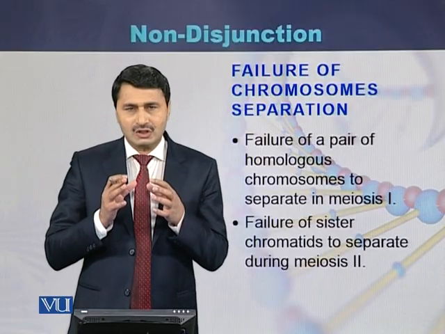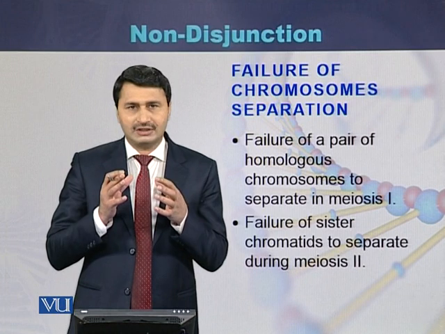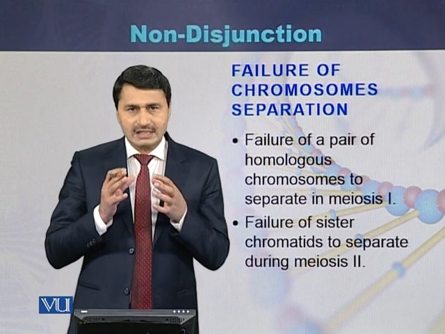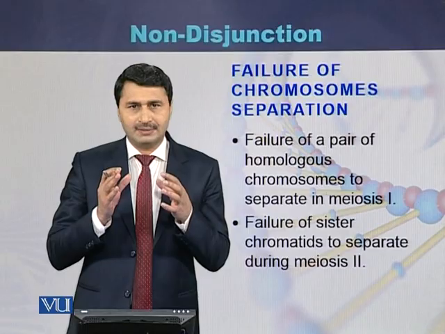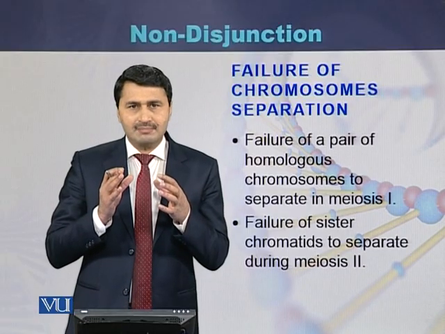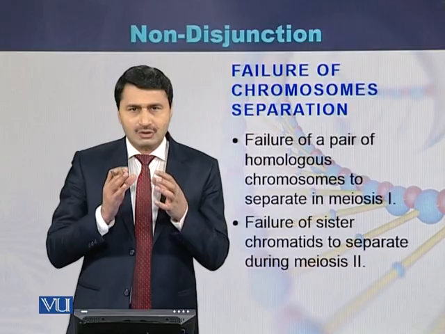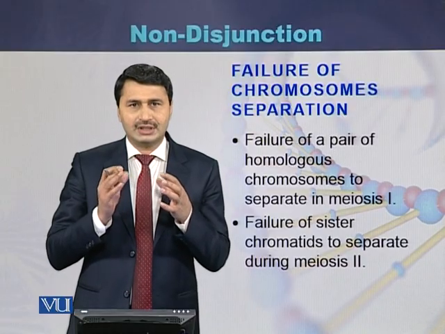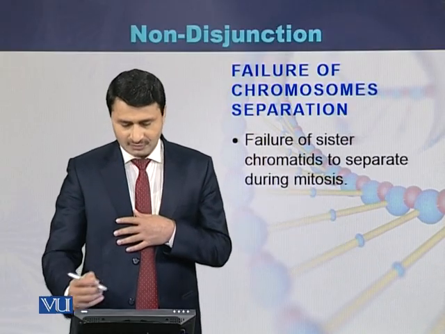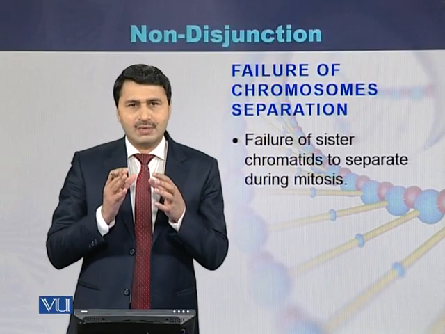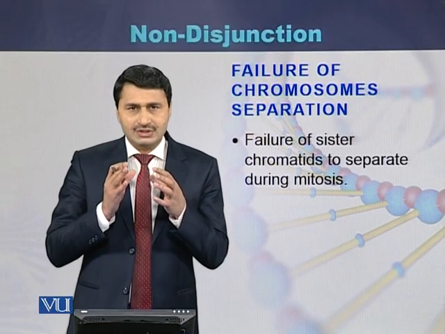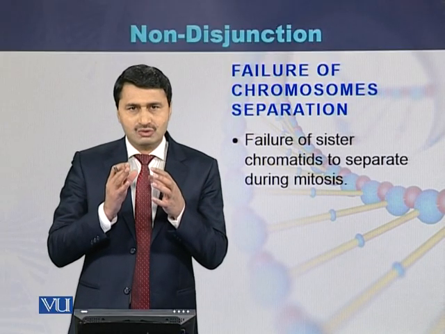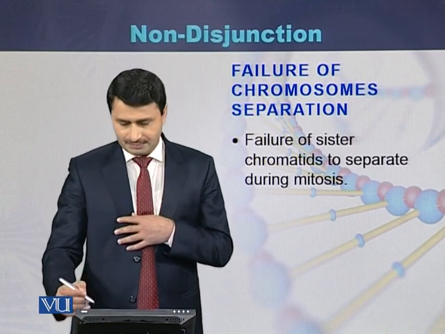Failure of the separation of the chromosomes can be of three types. This failure can be during the first meiotic phase, where the homologous chromosomes separate from each other. It can be during meiosis 2, where the sister chromatids separate from each other. Failure of the sister chromatids can also be during mitosis. In case of mitosis, sister chromatids fail to segregate from each other.